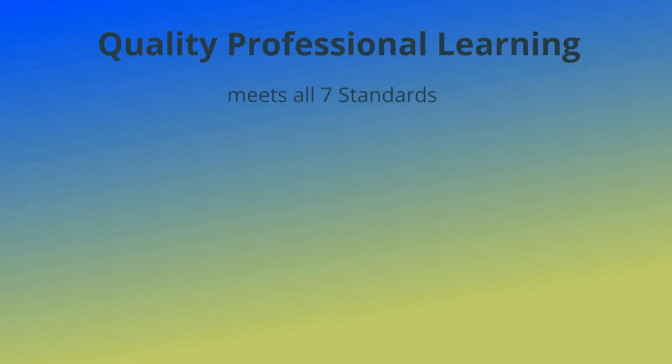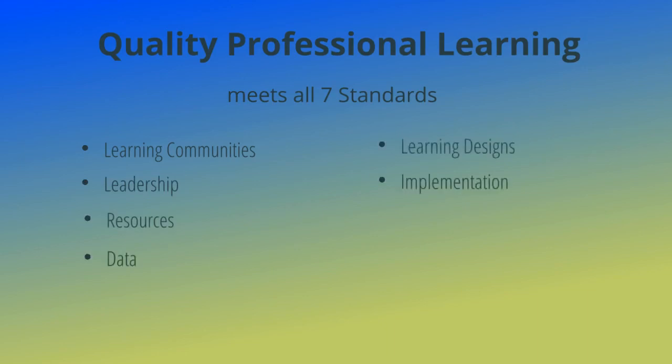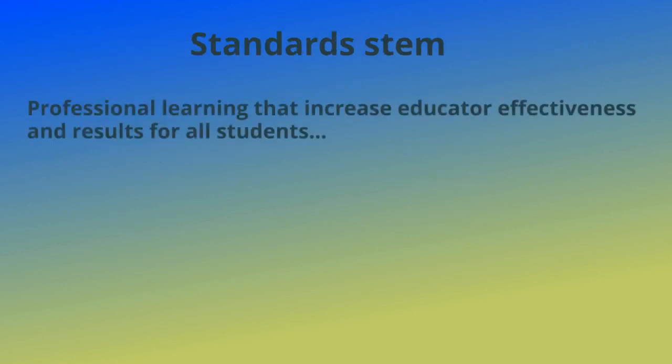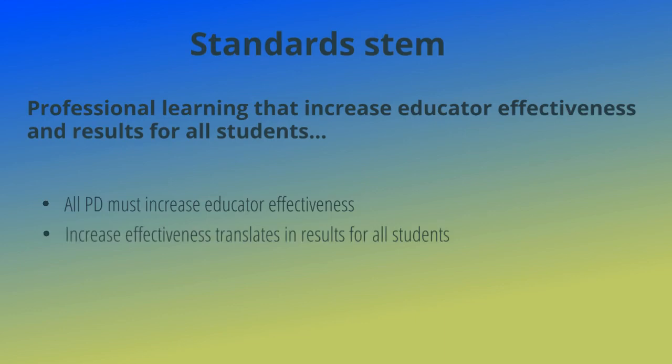What are the 7? Learning communities, leadership, resources, data, learning designs, implementation, and outcomes. Because each standard is structured with the same stem, let's take a look at how each standard begins. Professional learning that increases educator effectiveness and results for all students. What that means is that all PD must increase educator effectiveness, and that increased effectiveness must translate into increased results for all students. And when we say all, we mean all.